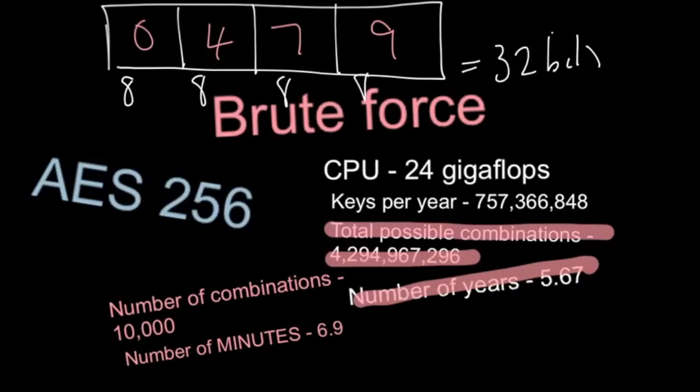So it's essential that the programmer who's implementing encryption uses a suitable number of bits. And please remember that that is just the value for one computer. If you use a number of computers, you can reduce the time that it takes to brute force all possible combinations by a significant factor.